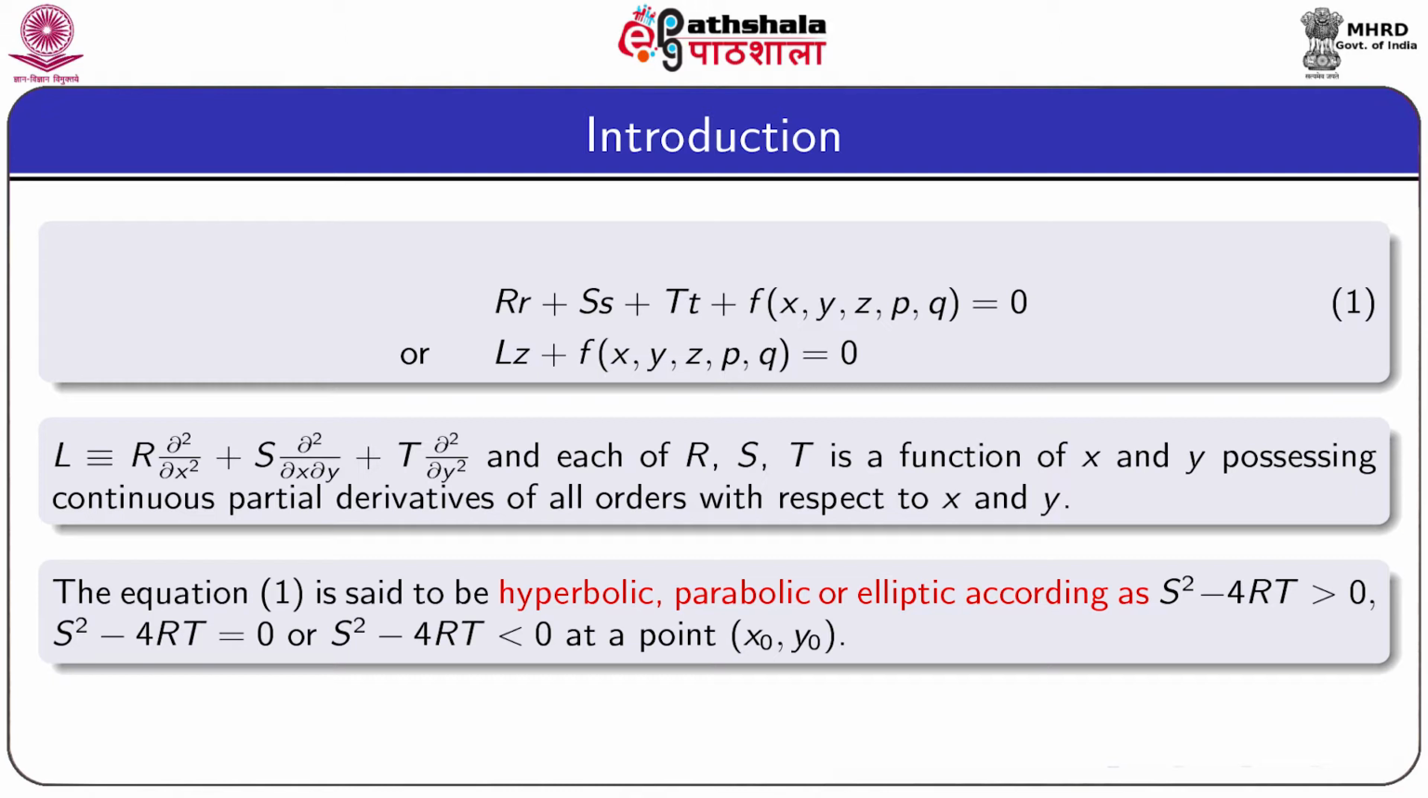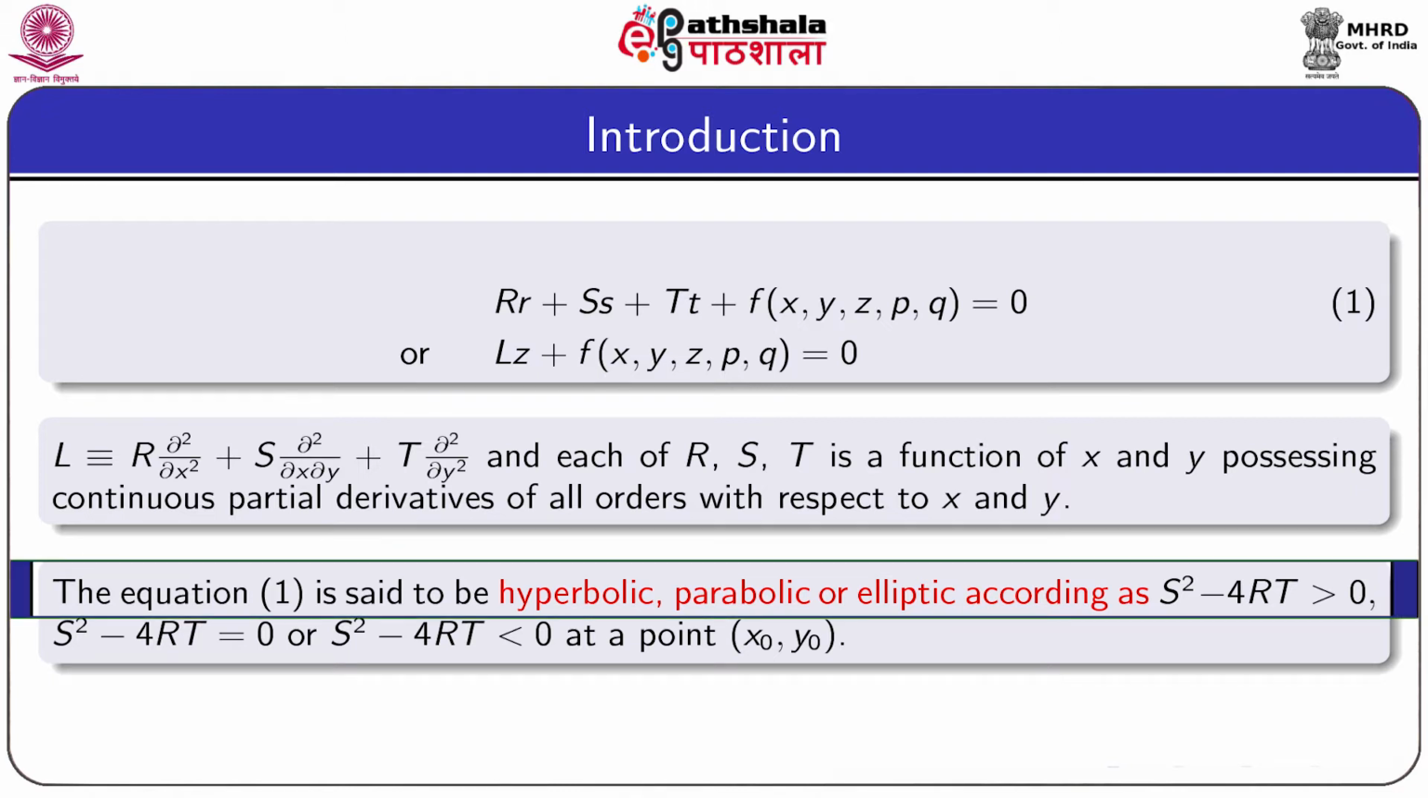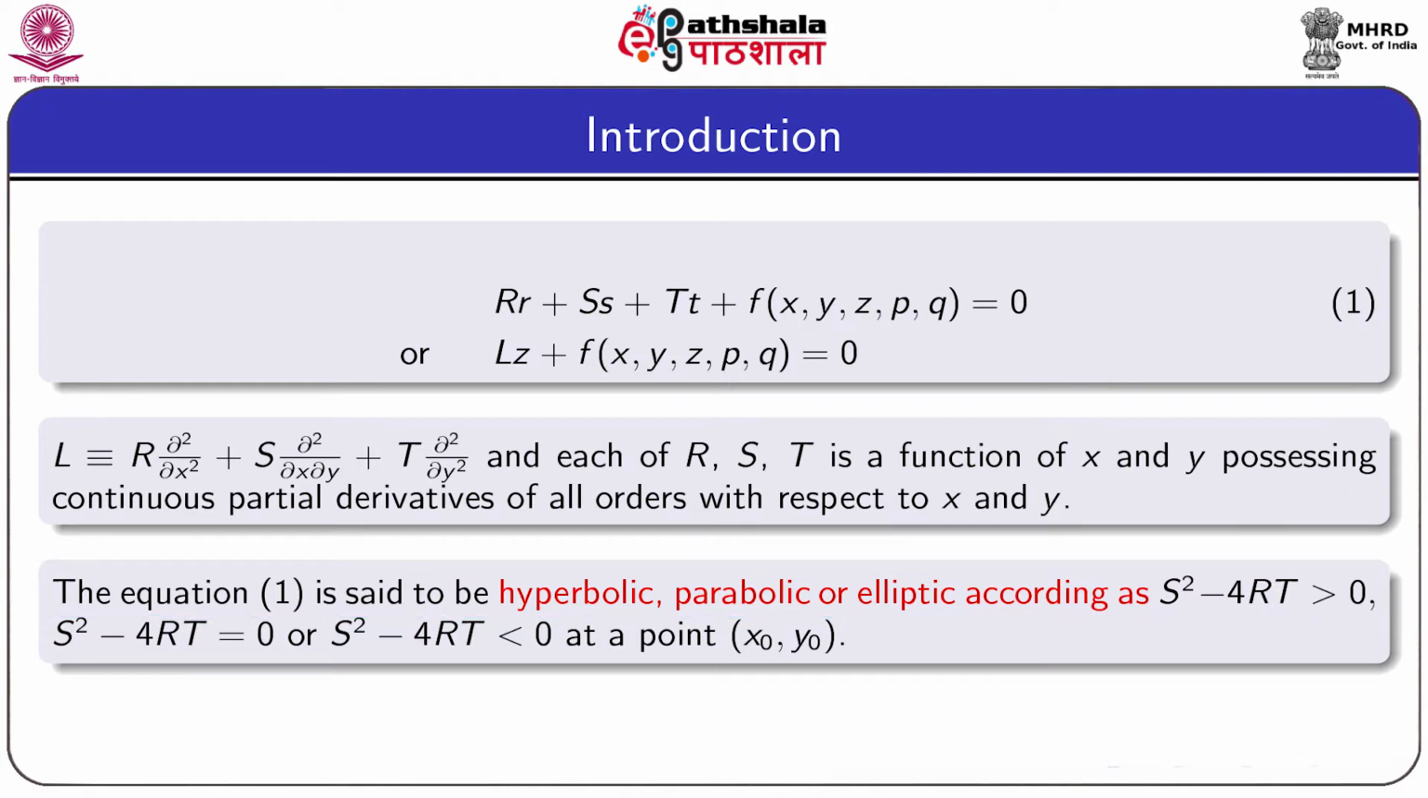Those are hyperbolic, parabolic and elliptic. So, equation 1 is said to be hyperbolic if S square minus 4 RT is greater than 0, it is called parabolic if S square minus 4 RT equals 0, and it is called elliptic if S square minus 4 RT is less than 0 at any point x0, y0.